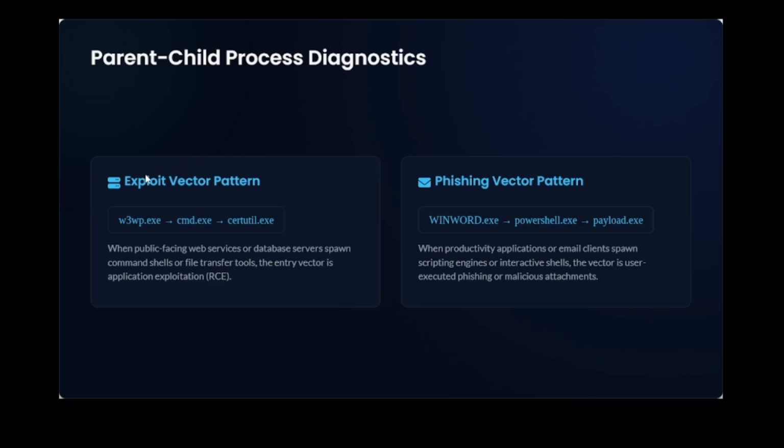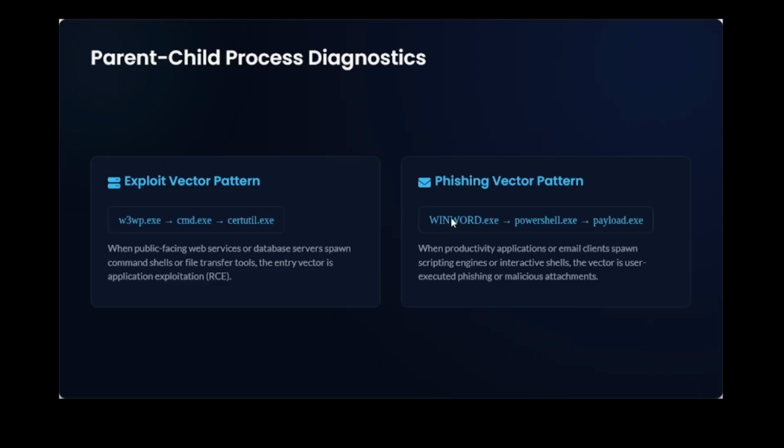These are just a couple of different examples. This would be similar. Well, it is the exploit vector pattern. So you've got w3wp.exe spawning cmd.exe, which would be your command line, and then starting certutil.exe. So when your public-facing web services or even database services spawn these command shells or file transfer tools, the entry vector is application exploitation. So they exploited this application, w3wp, in order to move through their process. This is the attacker in action.